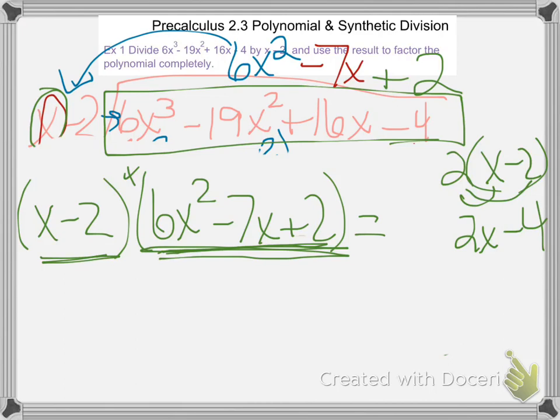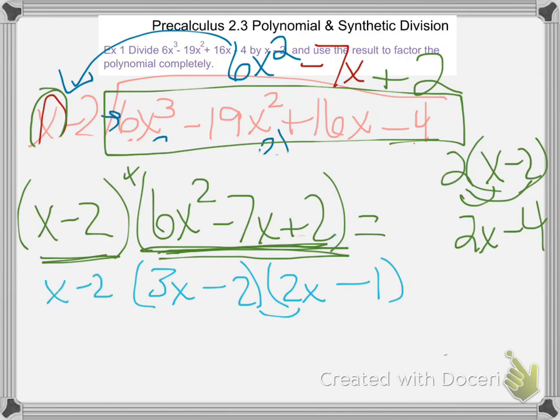Can I factor that more? All right, let's check it. 6x squared can be broken into 3x and 2x, or it can be broken into 6x and 1x, but let's try this first. If I put 2 here and 1 here for the 2, I'm getting 4 and 3. Oh, there it is. And that's my complete factorization of the original polynomial, which is right here.